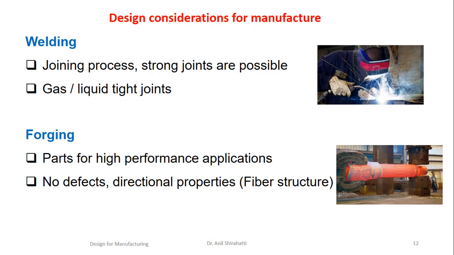If you are going for forging, parts for high performance applications are manufactured using forging. There are no defects, and there are directional properties like fiber structure.